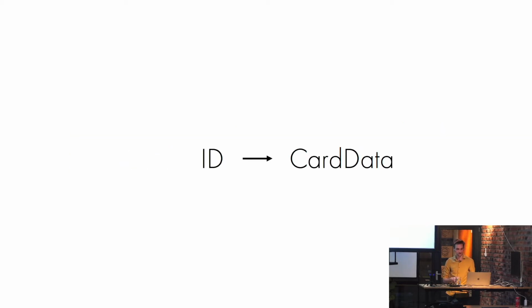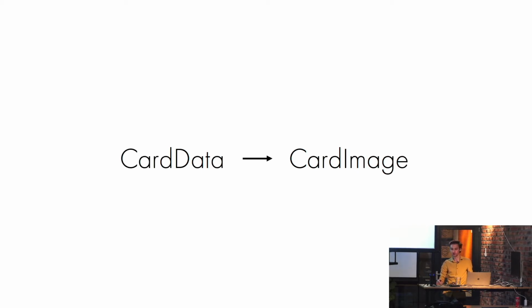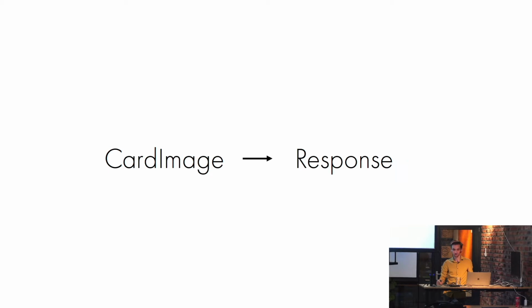Let's say we want to transform an ID to card data. So we have a function, I don't know, find card data, where we send the ID of our card and receive card data, right? Quite the usual stuff. Then we want to use this card data somehow. Well, okay, we use this card data to draw a card image. Well, why not? It happens in banking applications. Then we want to respond with this card image to our application, right? So we transform a card image to a response.